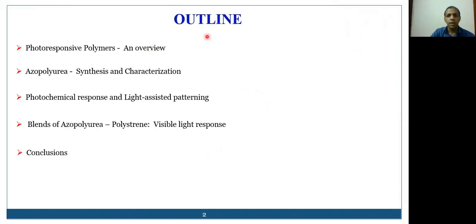I'll be following this outline. I will first give an overview of the concept of photoresponsive polymers, followed by some details on synthesis and characterization of azopolyurea, the specific polymer which my student has worked on. I will be discussing the photochemical response of this polymer and the illustration of its use in light-assisted patterning. And the last part of my talk will be on blends of azopolyurea and polystyrene and how we manage to get some visible light response from it, followed by some conclusions.